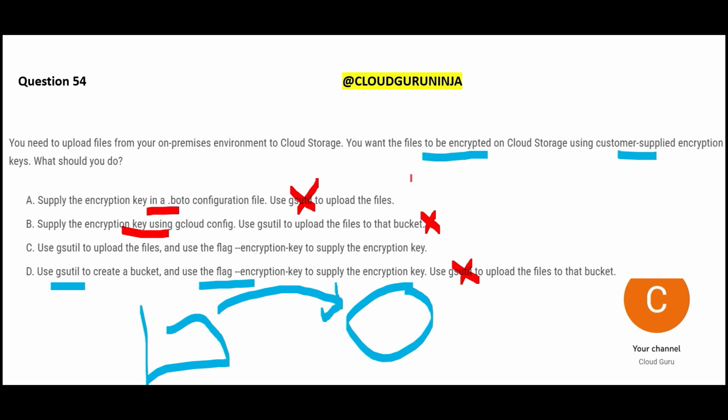So the best option is option C. In this case, the best option is option C. The reason for that is this will make use of keys temporarily. It will upload and that key is just used temporarily, and this option is supported by gsutil also. So option C is our final answer.